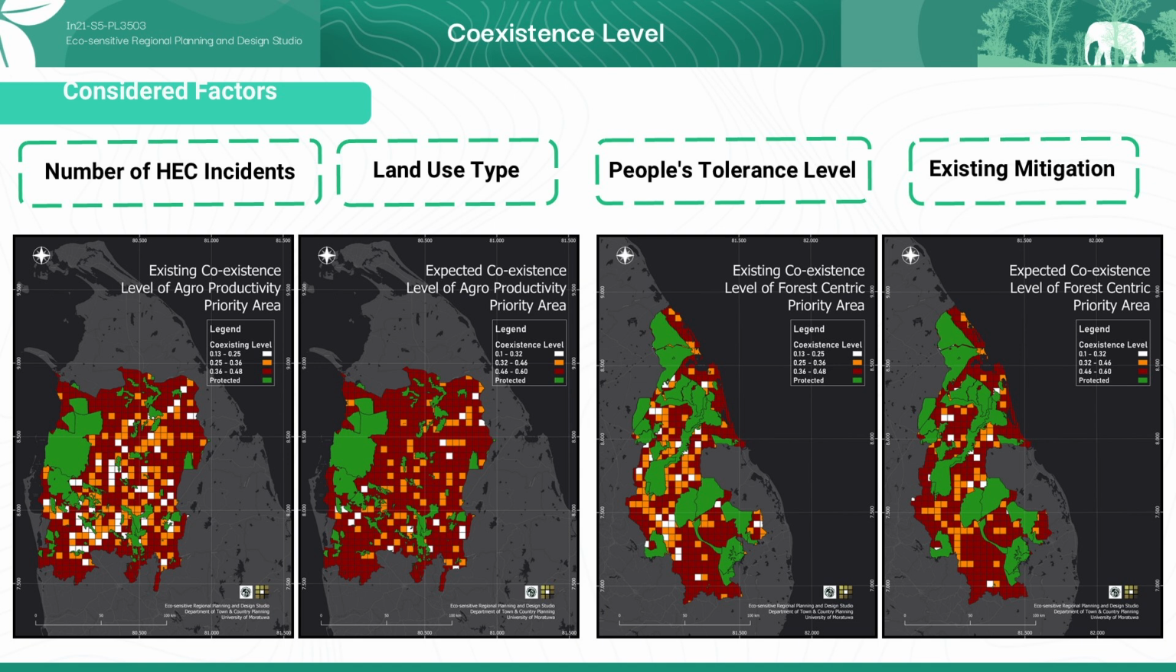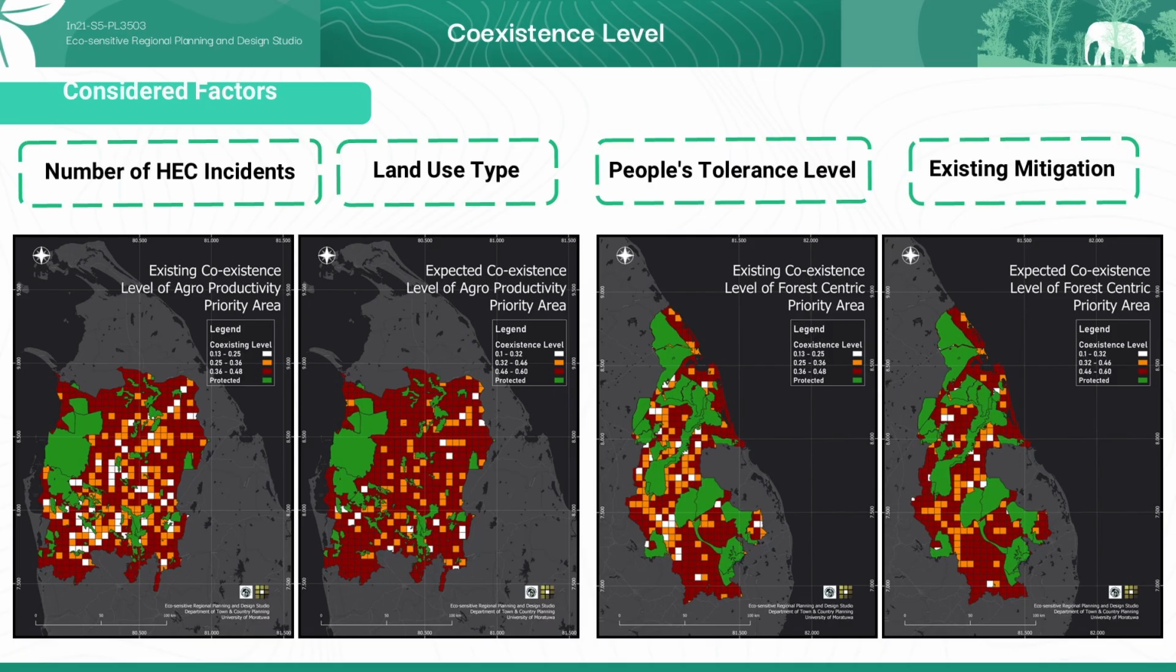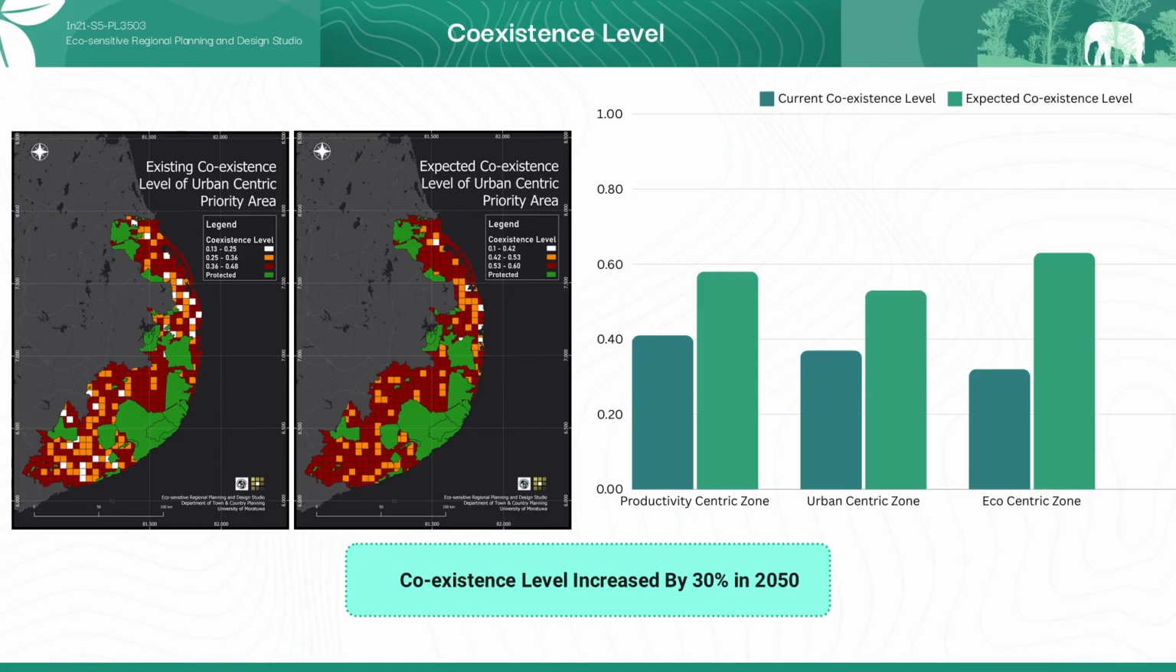After implementing these strategies, how can we justify enhancement of coexistence? Can you explain it a little bit? To justify, we use the coexistence level. Coexistence level means the extent to which humans and elephants share the same landscape with minimum conflict or disruption. So we calculate the coexistence level using a collab environment with some assumptions. There we consider the number of human-elephant conflict incidents, land use type, people's tolerance level and existing mitigation measures. And these are the existing coexistence level and expected coexistence level of each priority area.